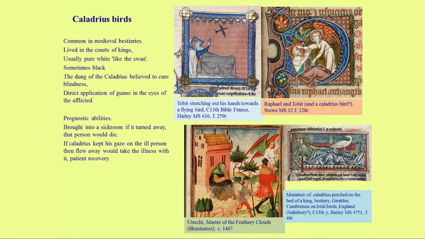They actually don't exist, although they're very, very common in medieval bestiaries. And again, look at this bird here. Again, said to be a Caladrius bird, but it's not white. It could be, but equally it could be an allusion to the reason why Tobit was blinded. Here he is being cured by, this is actually the archangel Raphael. And here he is again in the painting by the Master of the Feathery Clouds. Look at these beautiful clouds in this beautiful image.